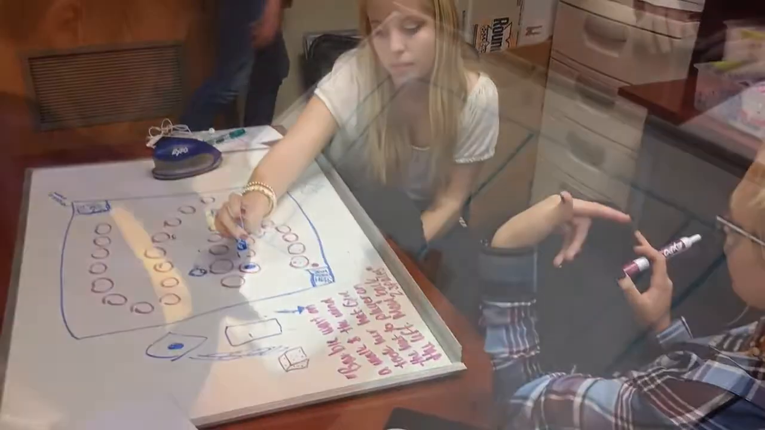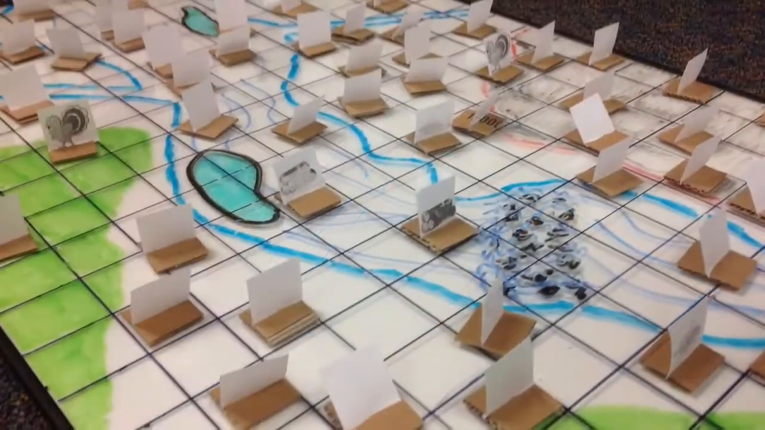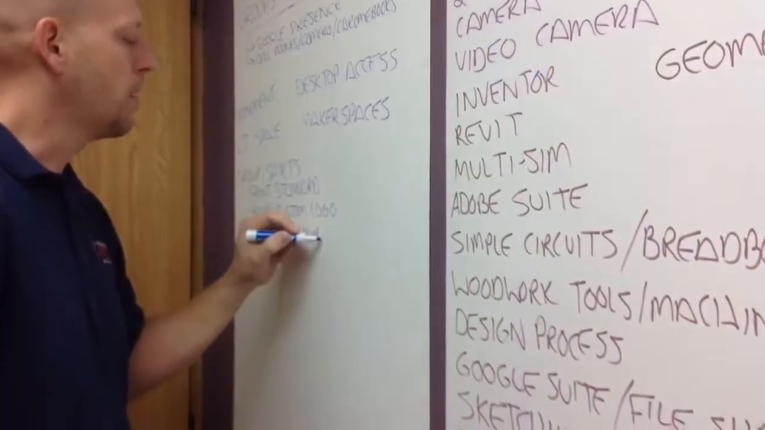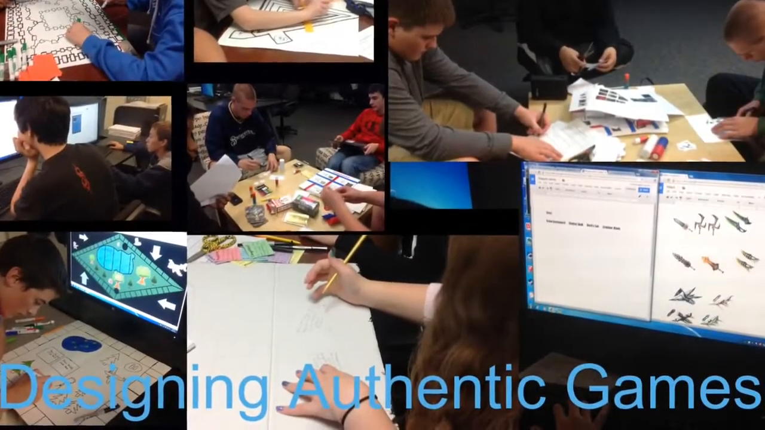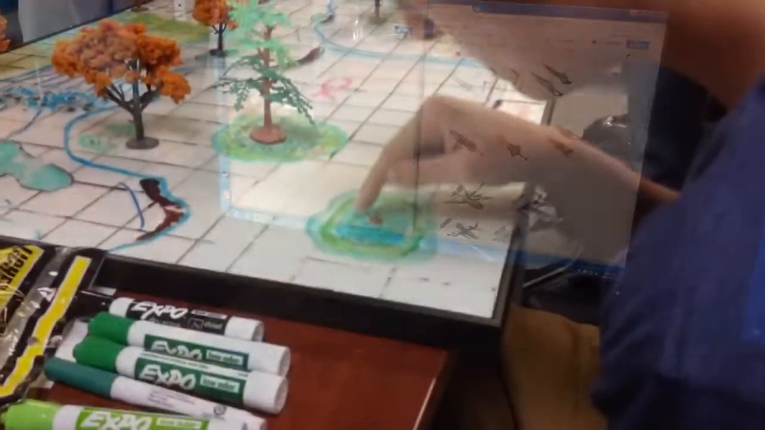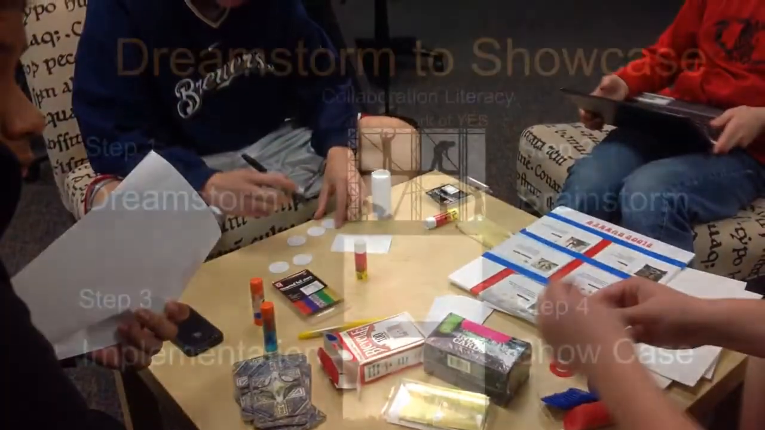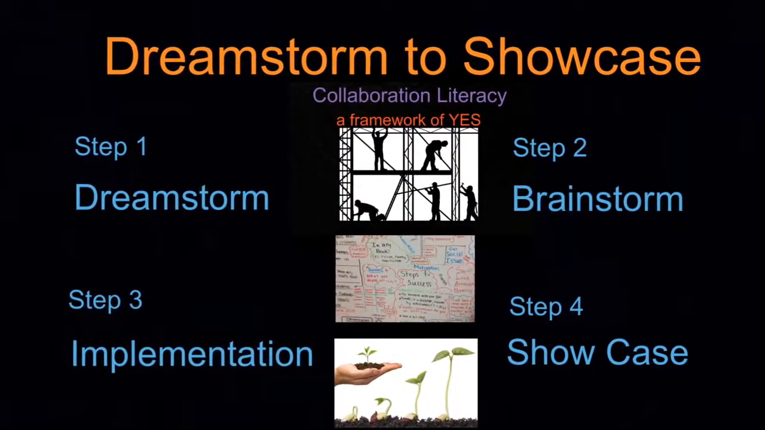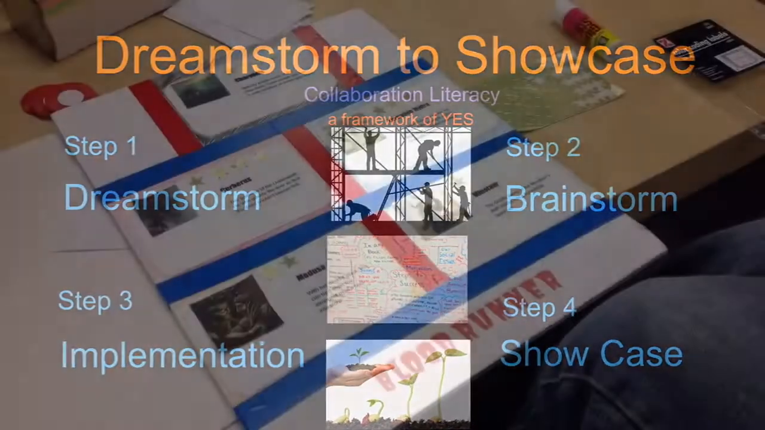In this video, I will walk us through 4 steps and demonstrate how dreamstorming can work in a classroom setting and what is necessary for you to dream with others as well. We will touch upon the framework of yes and see the use of Dreamstorm as a means for best practice when working with others. The 4 areas we will explore are Dreamstorm, Brainstorm, Implementation, and Showcase.